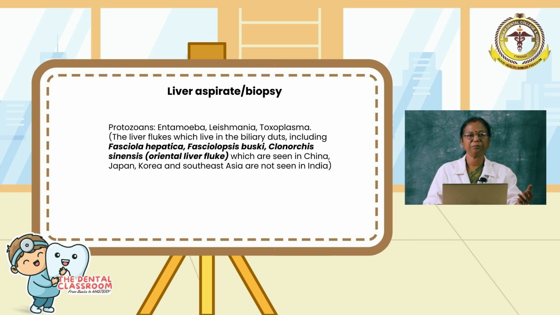They are Fasciola hepatica, Fasciolopsis buski, Clonorchis sinensis. This Clonorchis sinensis, the other name is oriental liver fluke. This is again seen in China, Japan, Korea and Southeast Asia, but not seen in India. It is not seen in India.